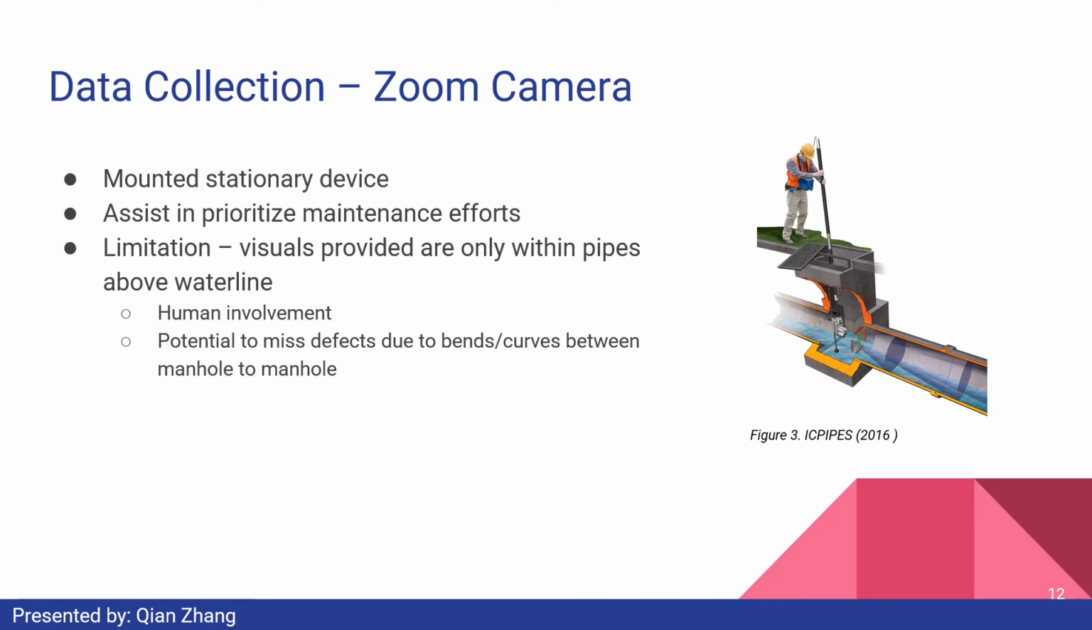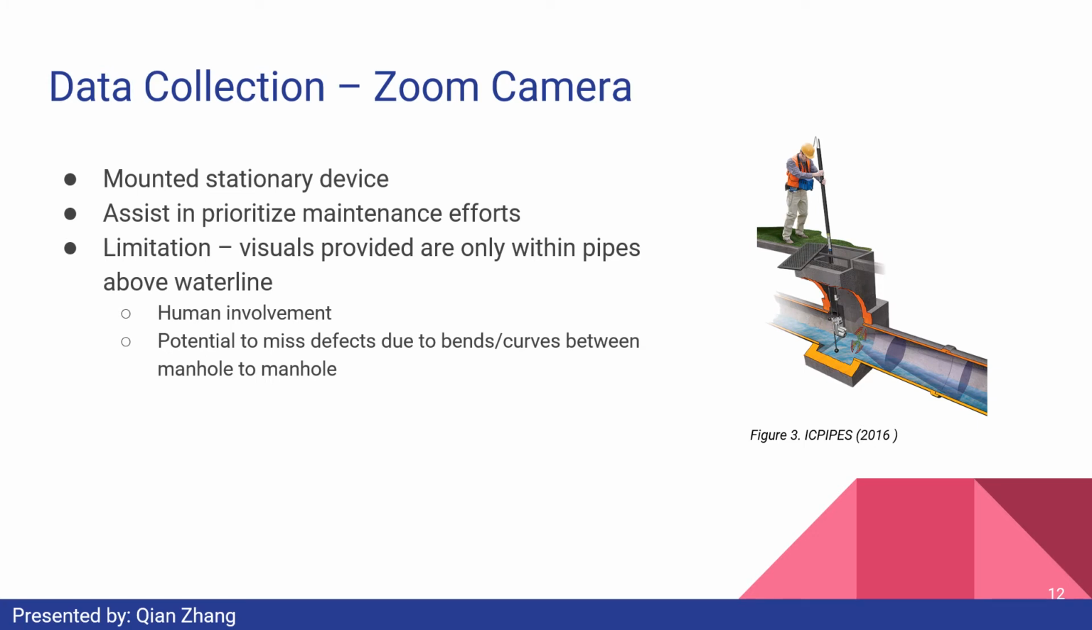Next is zoom cameras. These cameras are stationary devices, typically mounted by a pole, truck, or crane with the assistance of an operator on site. This is done by lowering a camera through the manhole to provide graphical information about the condition of the asset. This technology is intended to be utilized in conjunction with other data collection means to prioritize locations of interest for thorough inspection through the manholes.